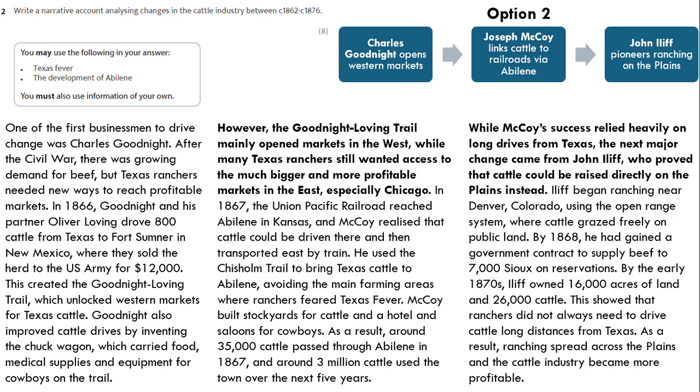What's important here are the linking sentences. One which links Goodnight to McCoy says, however, the Goodnight-Loving Trail mainly opened markets in the West, while many Texas ranchers still wanted access to much bigger and more profitable markets in the East, especially Chicago. So that's our link between Goodnight and McCoy. And then our final link: while McCoy's success relied heavily on long drives from Texas, the next major change came from John Iliff, who proved that cattle could be raised directly on the plains instead.